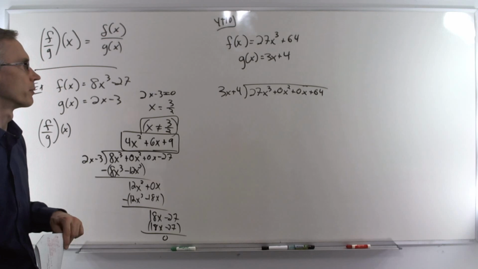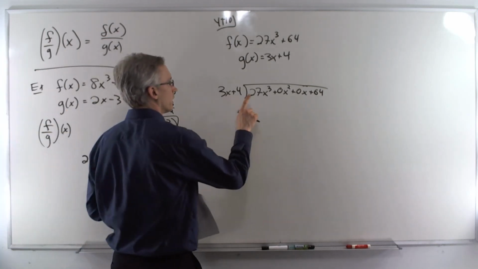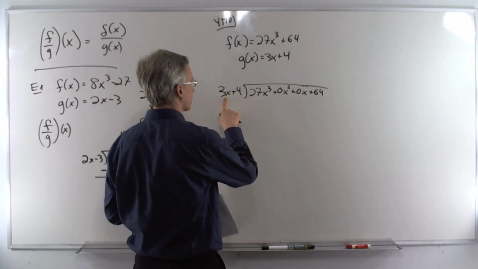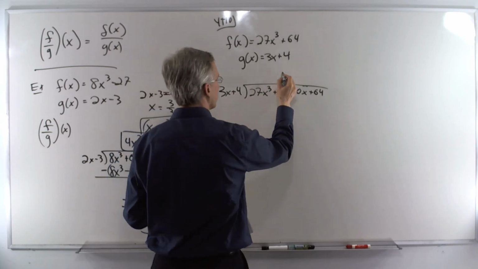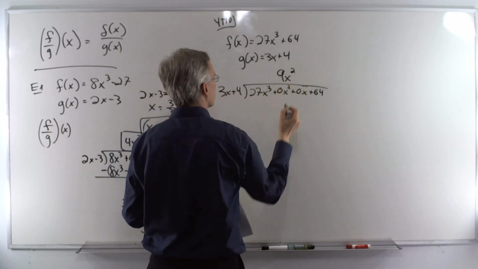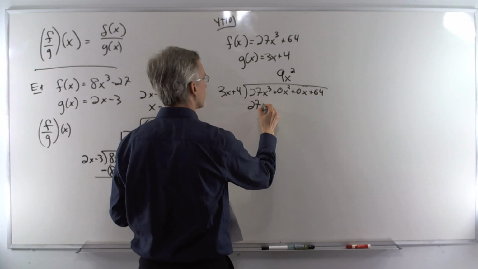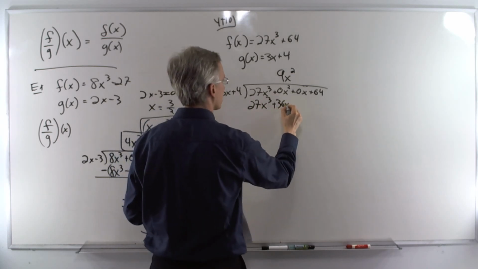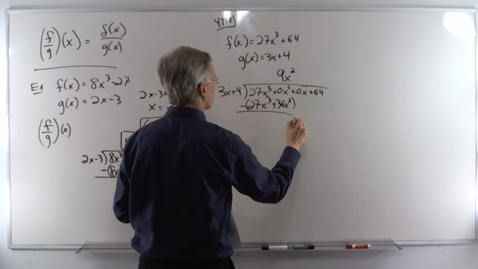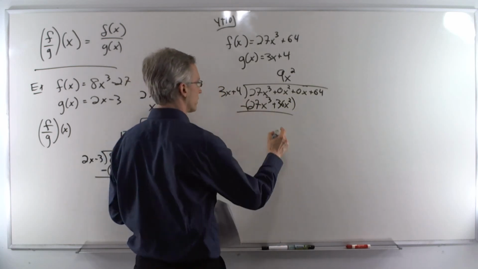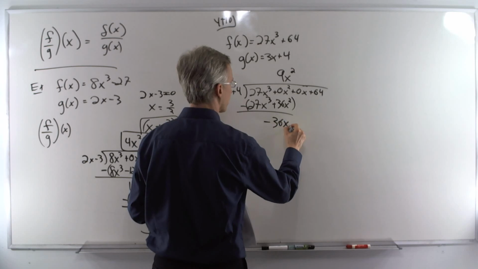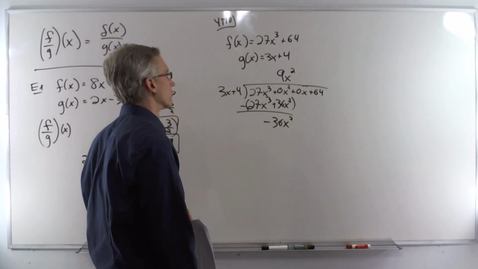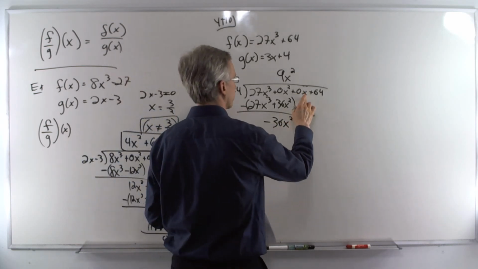All right, so there's a polynomial with a couple of placeholders. I need to match 27x to the third, so I'll multiply 3x by 9x squared. Distributing, 27x to the third plus 36x squared. Subtracting, we get negative 36x squared. I'll bring down the next term, 0x.